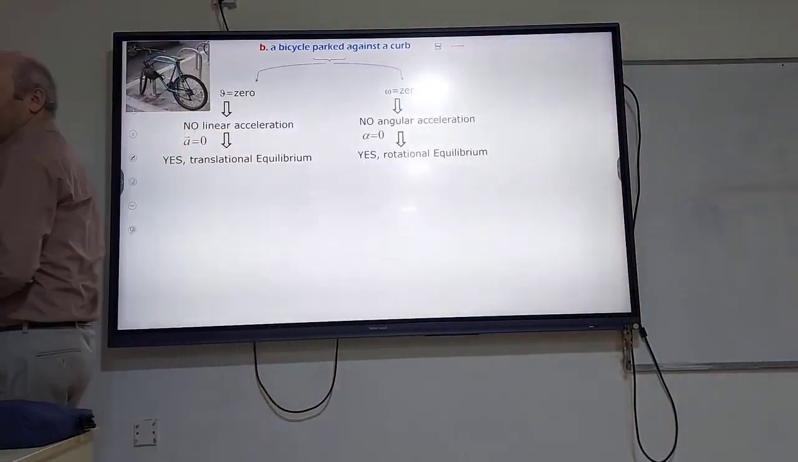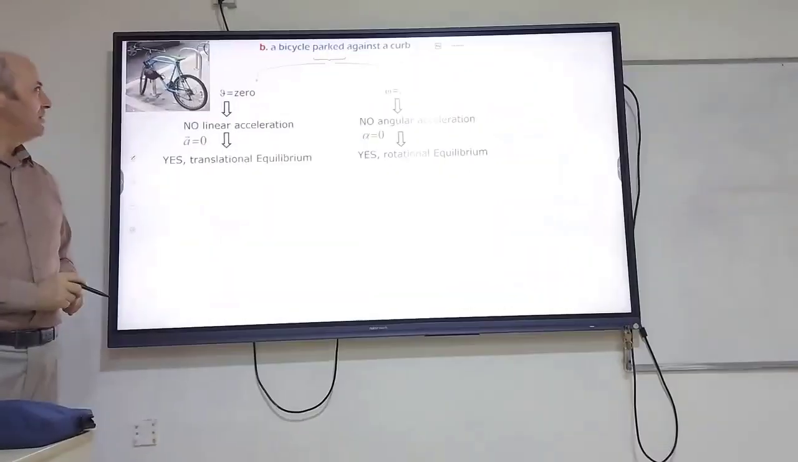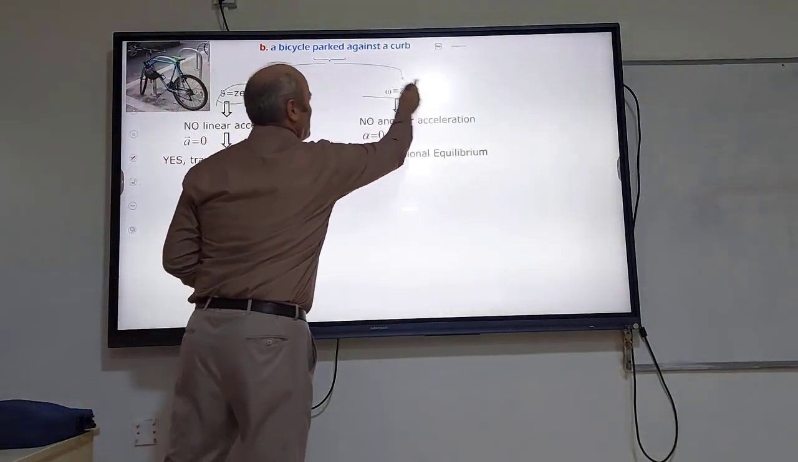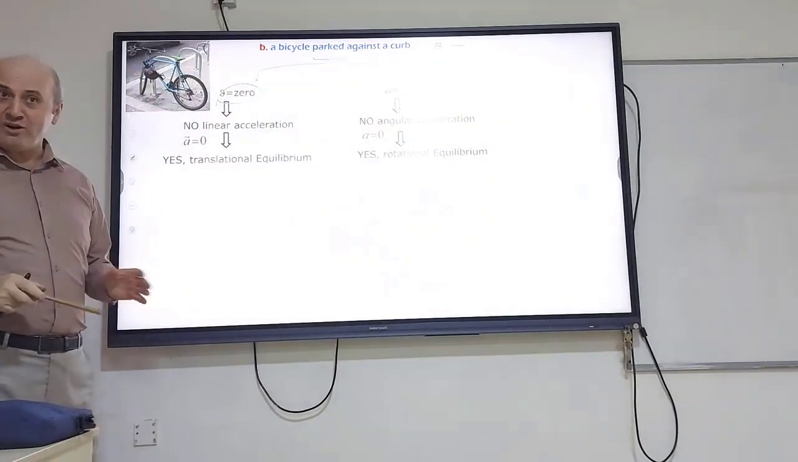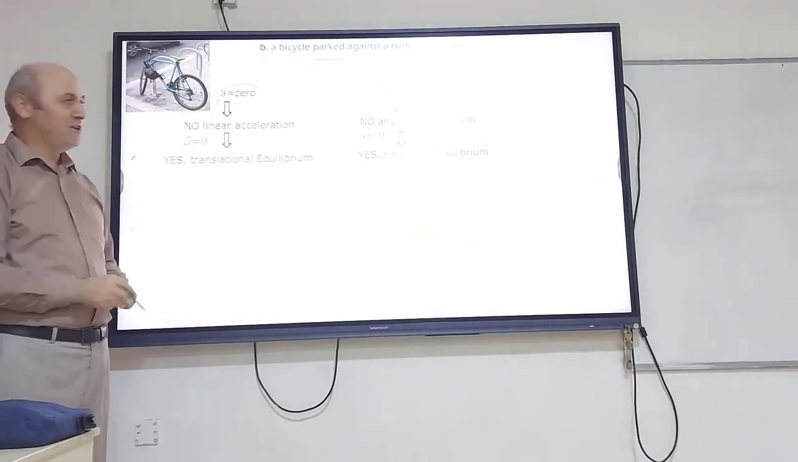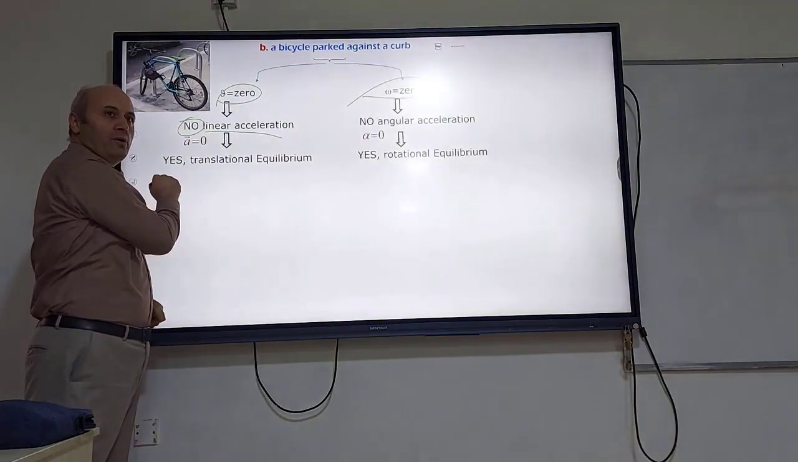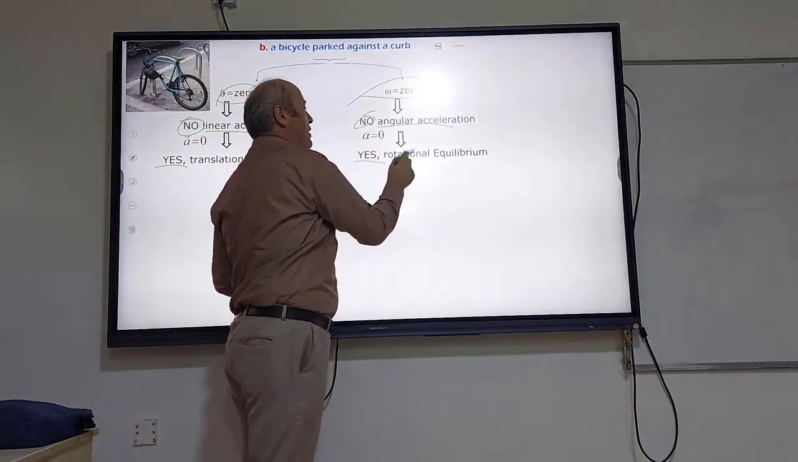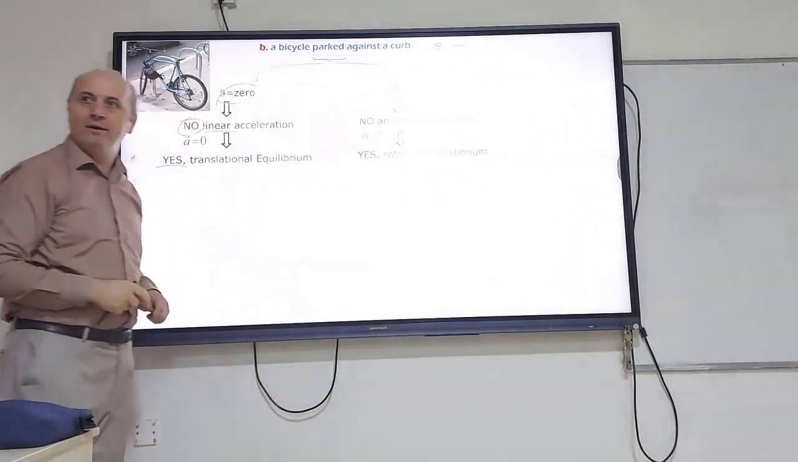Next, the bicycle is parked. Parked, what does it mean? Velocities are zero. They are at rest. Then there is no linear acceleration. Linear acceleration is zero, a no. Translational equilibrium, yes. Angular acceleration is a no. Rotational equilibrium, yes.